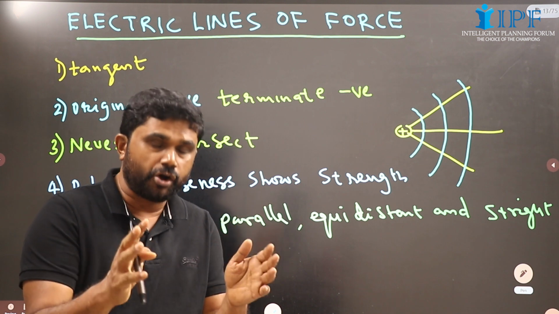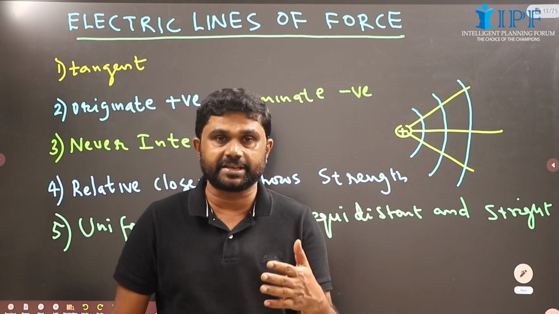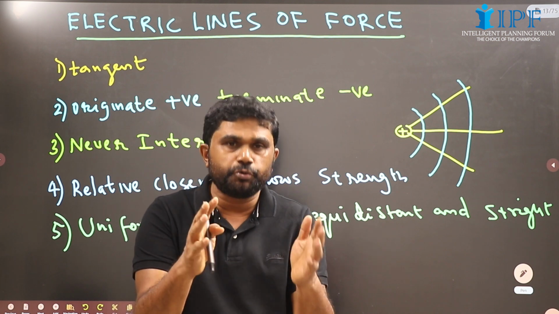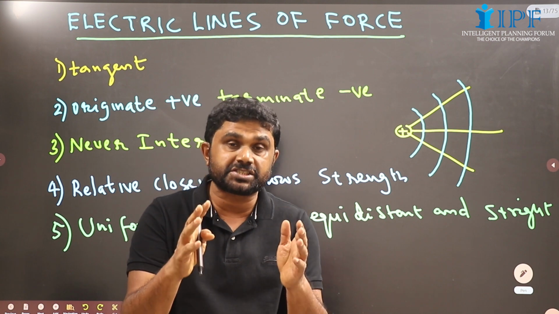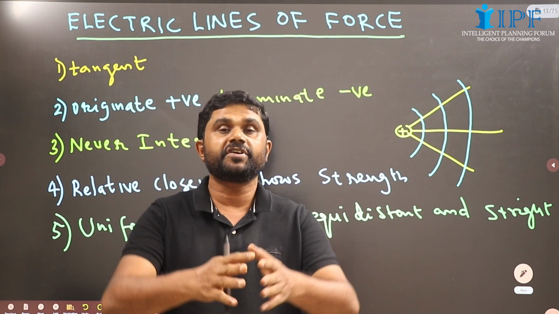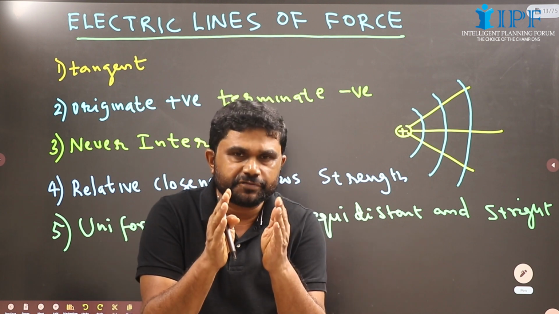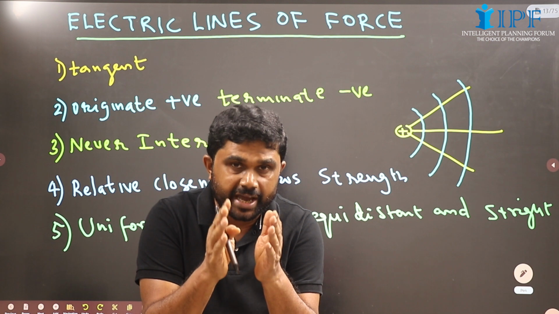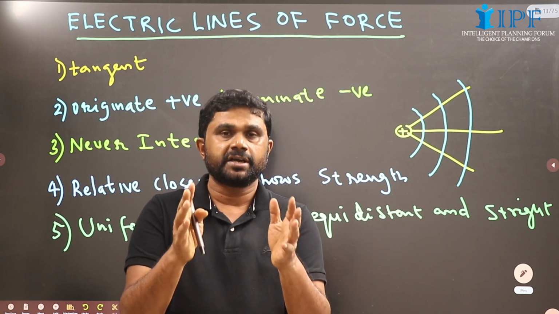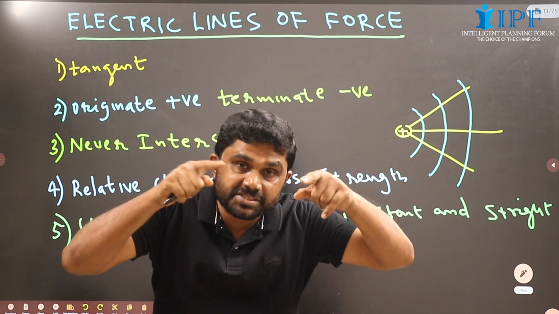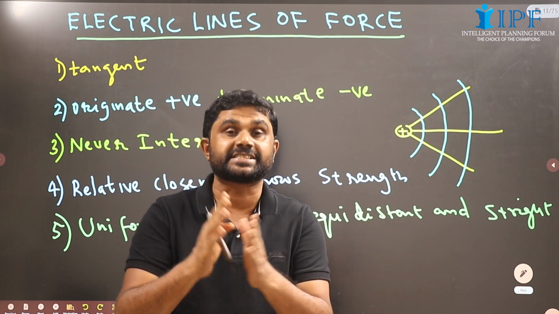If there is a strong field, there will be crowded lines. If there is a weak field, there will be distant lines. So if the field is uniform, or if the intensity of the electric field has a constant magnitude everywhere in a given region, then if the lines become crowded, the intensity increases. If the lines become distant, then the intensity decreases. So if there is a constant intensity, the lines must be equidistant.